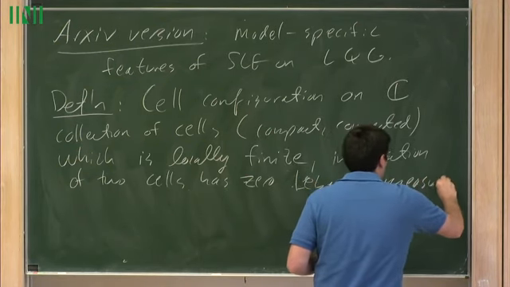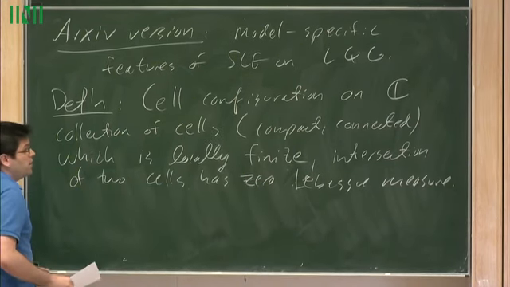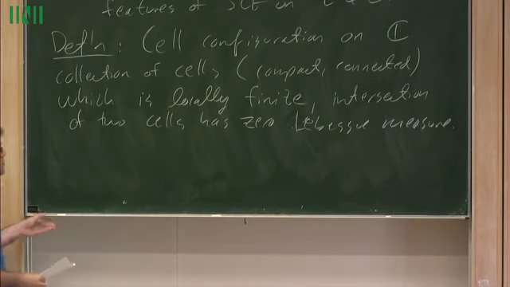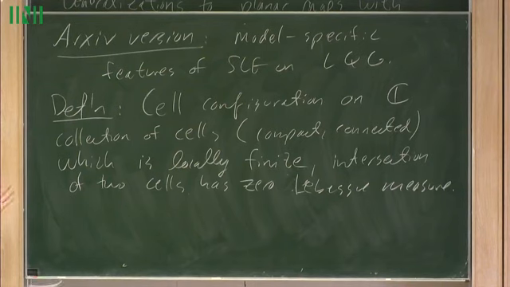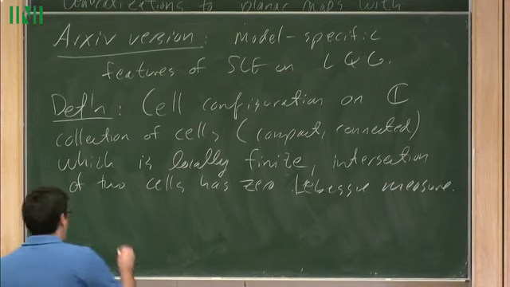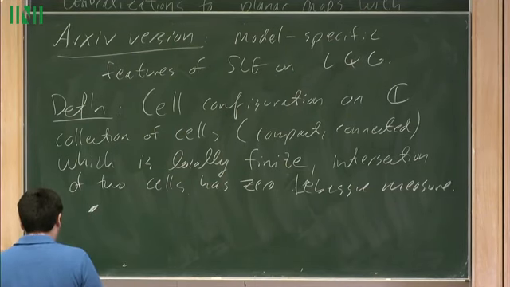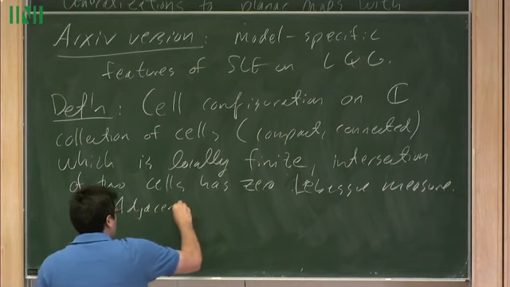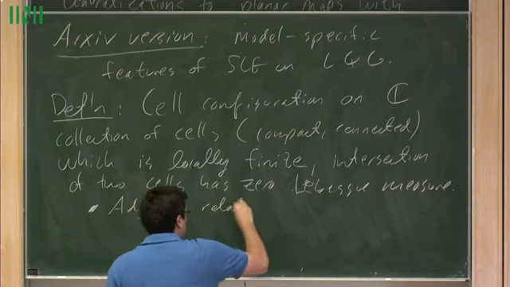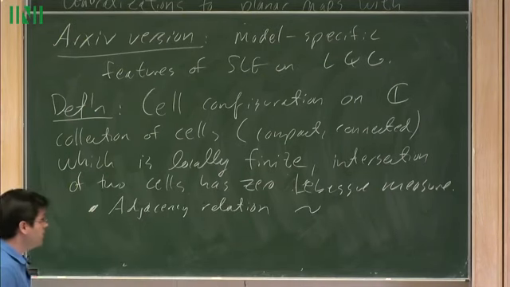So this is just to avoid certain pathological issues. And then we have to put a graph structure on this cell configuration. You can imagine this is just some kind of partition of the plane. The way that you do that is there's going to be an adjacency relation, which I'm going to indicate with a tilde.